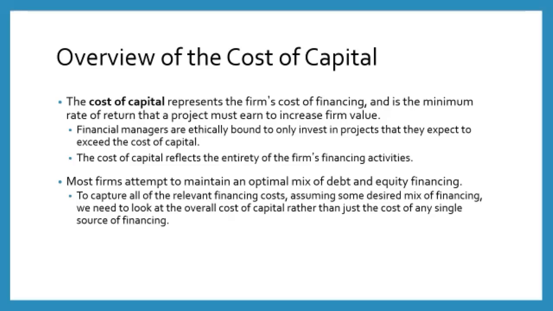The cost of capital reflects the entirety of the firm's financing activities. So most firms attempt to maintain an optimal mix of debt and equity financing. Financing is how they're going to finance the project or the asset, either by debt, and we know debt relates to bonds, and equity relates to stock. So debt and equity. And we know there are two types of stock, preferred and common. If you missed that in the last session, go back and review it. Debt relates to bonds.